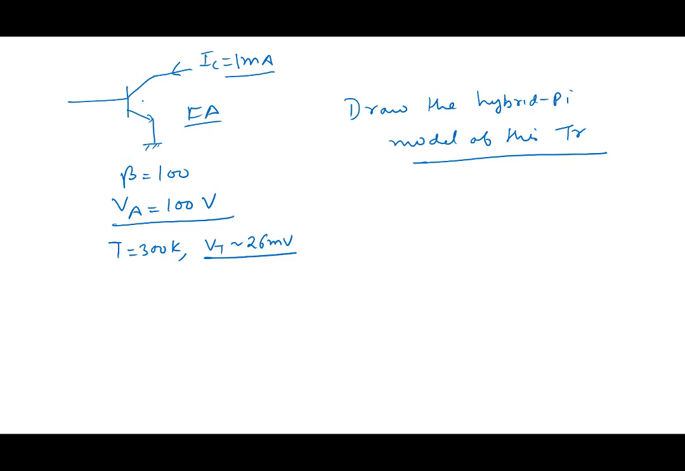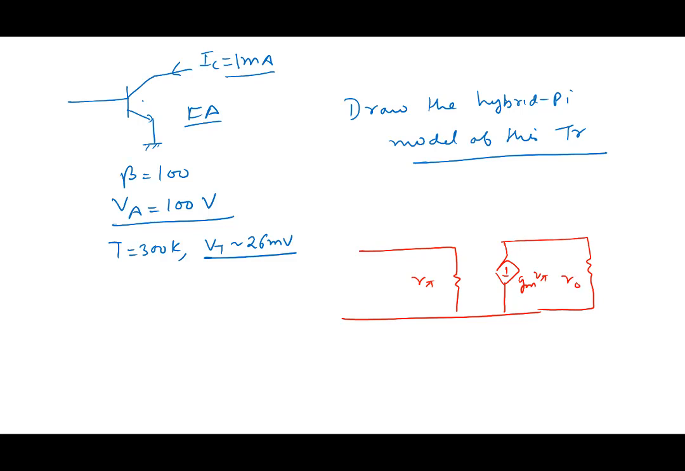So basically what we need to do is get into the habit of drawing the model. You need to put R pi, and you need to put gm V pi, and you need to calculate R0. There are 3 elements. Draw the element, base, emitter, collector, and the 3 quantities you need to find out: R pi, gm, and R naught.